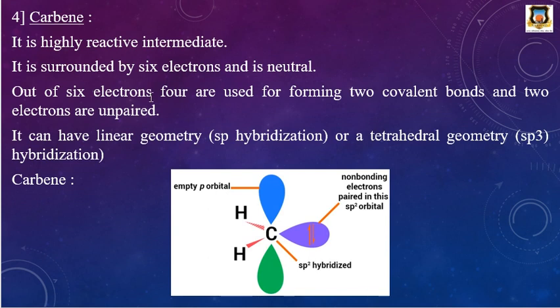Then next is the carbene. It is a highly reactive intermediate, electron deficient, and it is neutral. Out of 6 electrons, 4 are used for forming two covalent bonds and 2 electrons are unpaired. This is the singlet state of carbene, where the 2 electrons are paired in one orbital, and there is also a triplet state of carbene. In the triplet state of carbene, one electron is present in each orbital. It can have linear geometry or tetrahedral geometry. In linear geometry, the carbon atom is sp hybridized, and in tetrahedral geometry the carbon is sp3 hybridized.